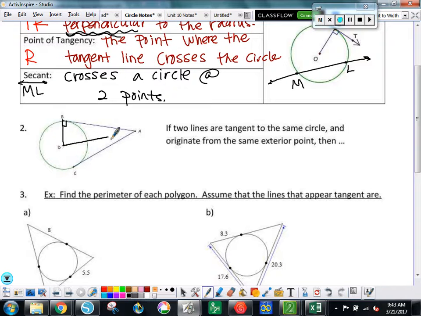Now if I made that into a triangle, this theorem has to do with this side and this side. How do they look? Like, relate them to each other. They look equal. Is there a way that we can prove that they're equal? This is the radius, right? This is the hypotenuse of the right triangle. Is that okay?